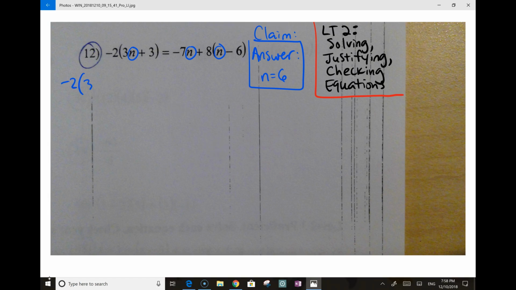Negative 2 times 3 times 6 plus 3 is equal to negative 7 times 6 plus 8 times 6 minus 6. Okay, so use order of operations to break this down, and order of operations always says go inside the parentheses and do what's there first. So I'm going to find the easiest place to simplify, and that would be right over here. So this 6 minus 6 simply becomes 0.